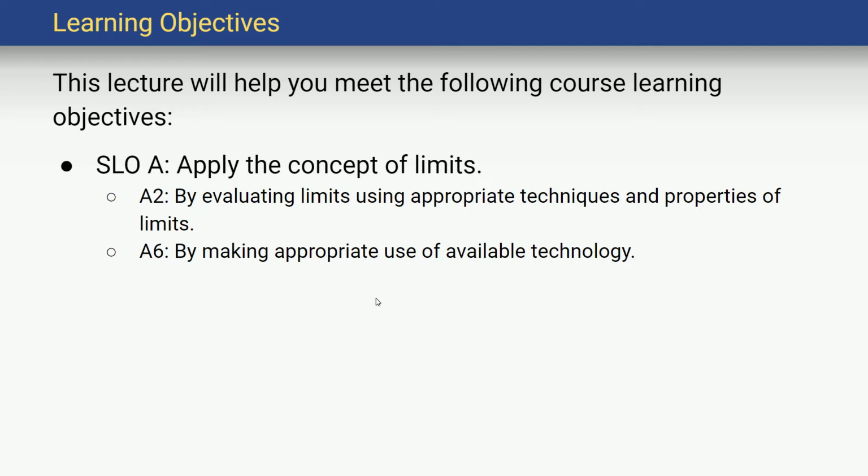SLOA is to apply the concept of limits, and the two sub-objectives, I'll call them, are A2, which is we're going to apply the concept of limits by evaluating limits using appropriate techniques and properties of limits. So that's what we're learning, techniques to evaluate limits and properties of limits themselves. And also, as always, we're going to be making appropriate use of available technology. So we are going to be using technology to help us evaluate limits when appropriate.